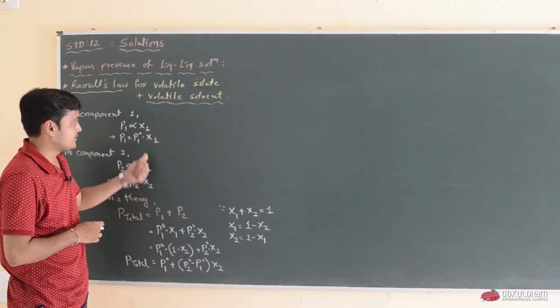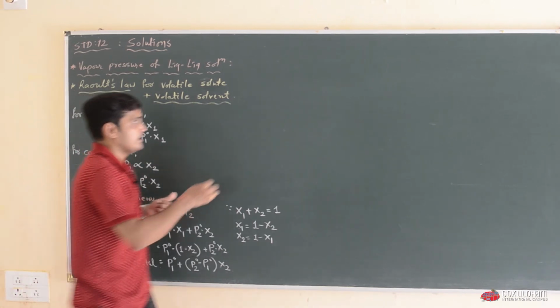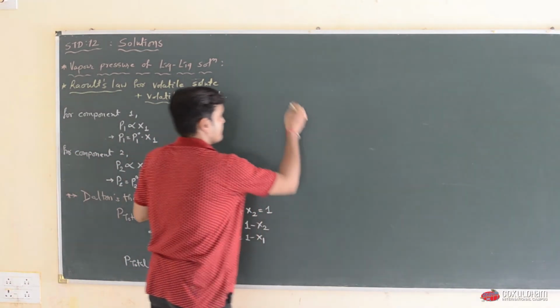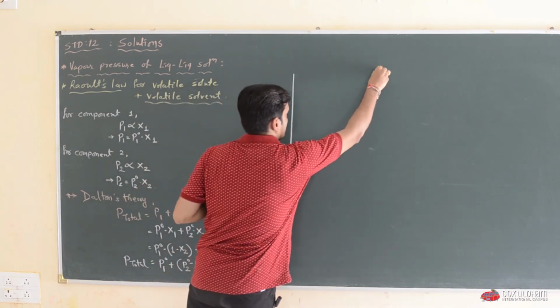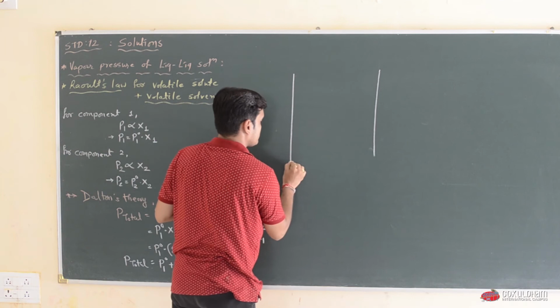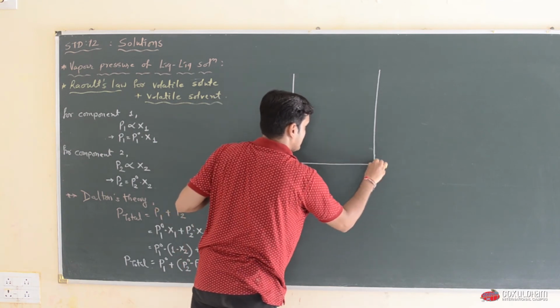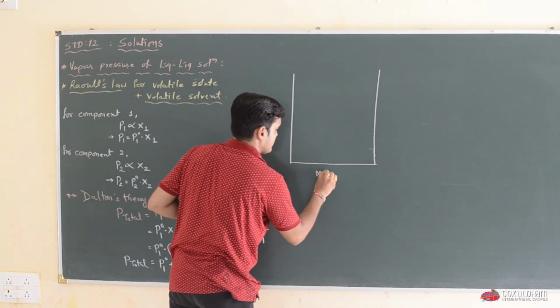But the graph of this rule is very important to understand. On the y-axis there is the vapor pressure, and on the x-axis there is the mole fraction.